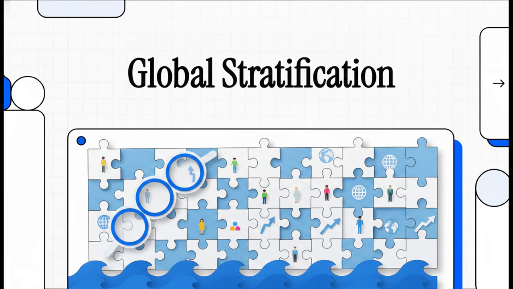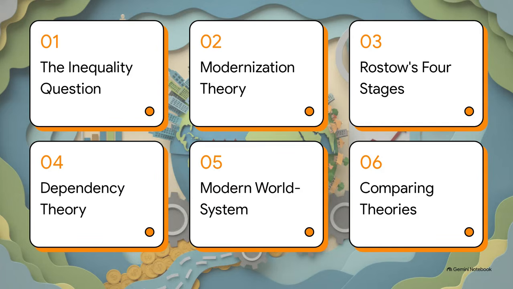We're going to use three totally different sociological lenses to explore this. And remember, try to think of these theories not as competing absolute facts, but more like different vantage points that help us piece together this giant global puzzle. Here is our roadmap for today. We'll start with the inequality question itself, then walk through modernization theory, Rostow's 4 stages, dependency theory, modern world system theory, and finally, we'll compare the theories side by side.